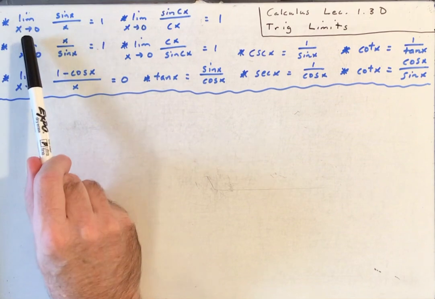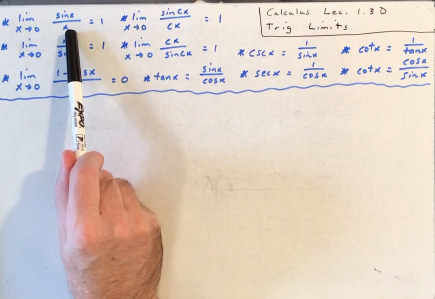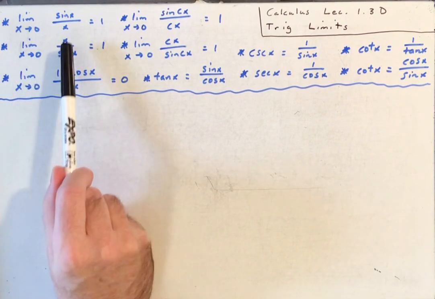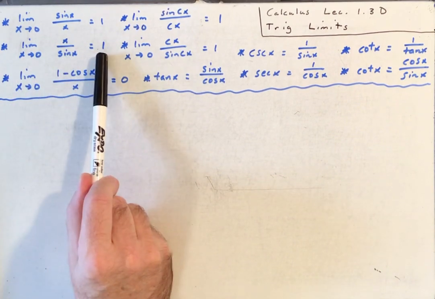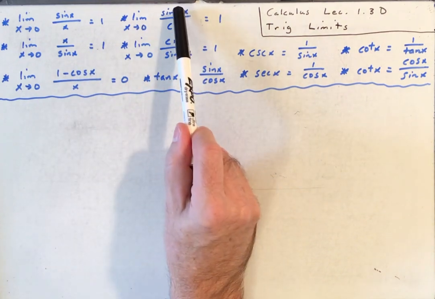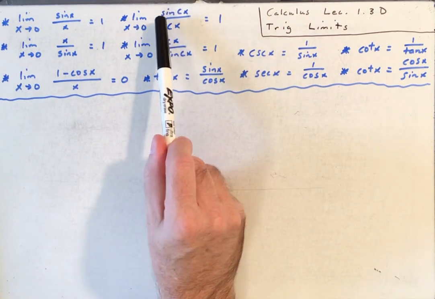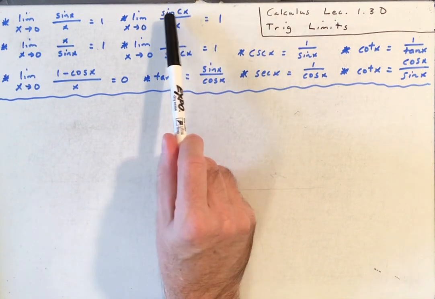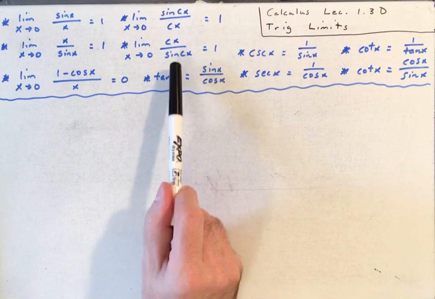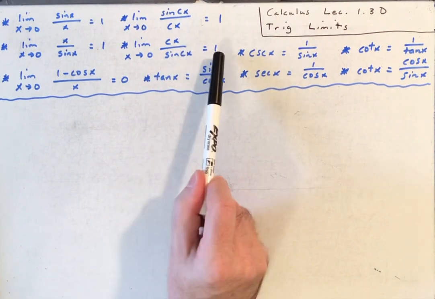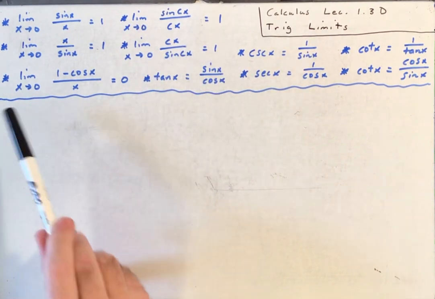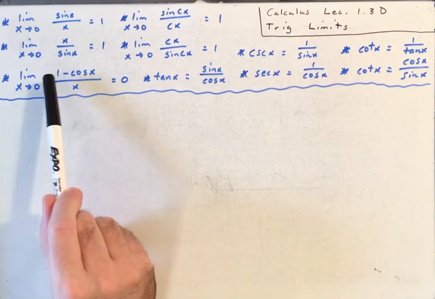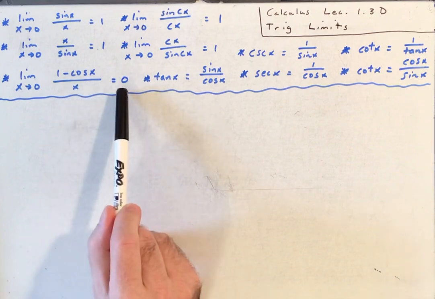The first is the limit as x approaches 0 of sine x over x is equal to 1. And then the reciprocal of that, x over sine x, also equal to 1. If we put a constant in front of the x, the limit of sine cx over cx is equal to 1. So let's say that's a 3. So sine 3x over 3x is equal to 1. And the reciprocal of that also equal to 1. And then the only formula I have to memorize involving cosine is the limit as x approaches 0 of 1 minus cosine x over x equals 0.